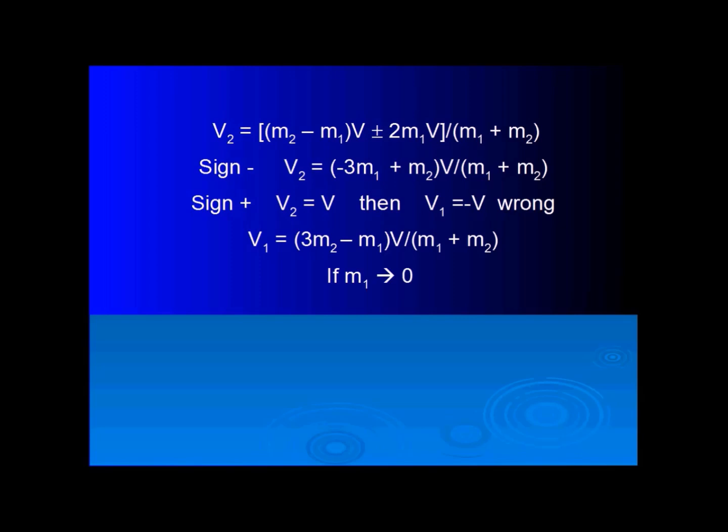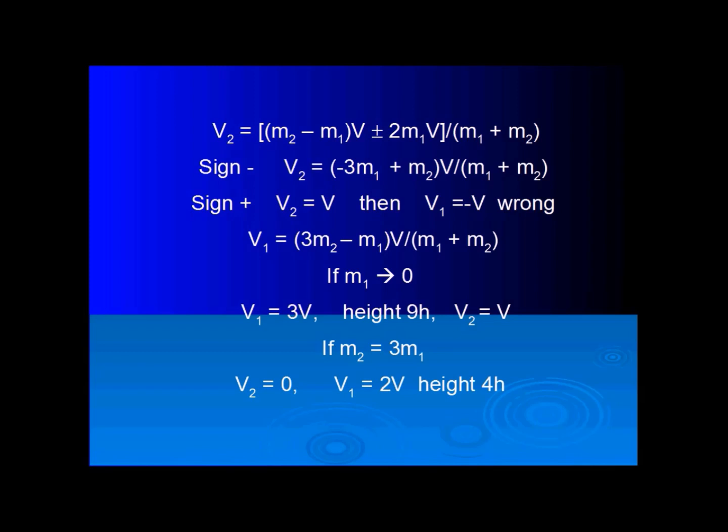Now let's pay attention to the equation of V1. In the limit when m1 tends to 0, the magnitude of V2 is just the same as before the impact, but the magnitude of V1 is 3 times that. For the particular configuration in which the mass of ball 2 equals 3 times the mass of ball 1, if we substitute that in the equation for V2, we see that V2 is 0. This means that ball 2 will stay still on the ground.